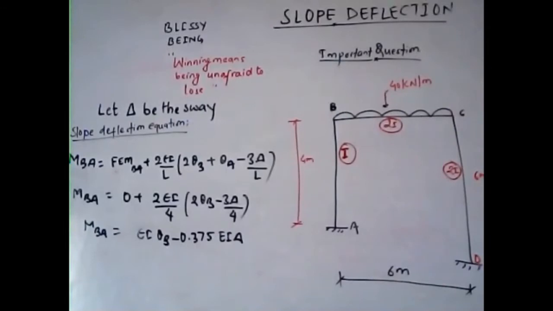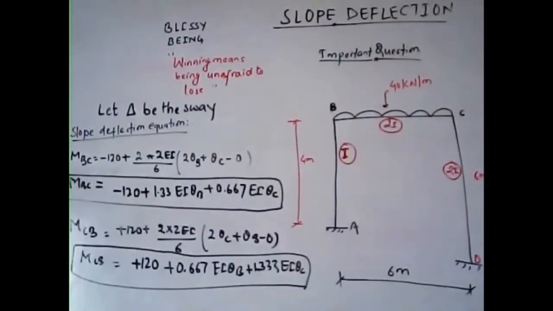Similarly, using the slope deflection equation in BA, moment MBA equals fixed end moment BA plus 2 EI by L into 2 theta B plus theta A minus 3 del by L. If you substitute the values as theta A equals 0 and solve this, MBA equals EI theta B minus 0.375 EI del will be the moment in BA.